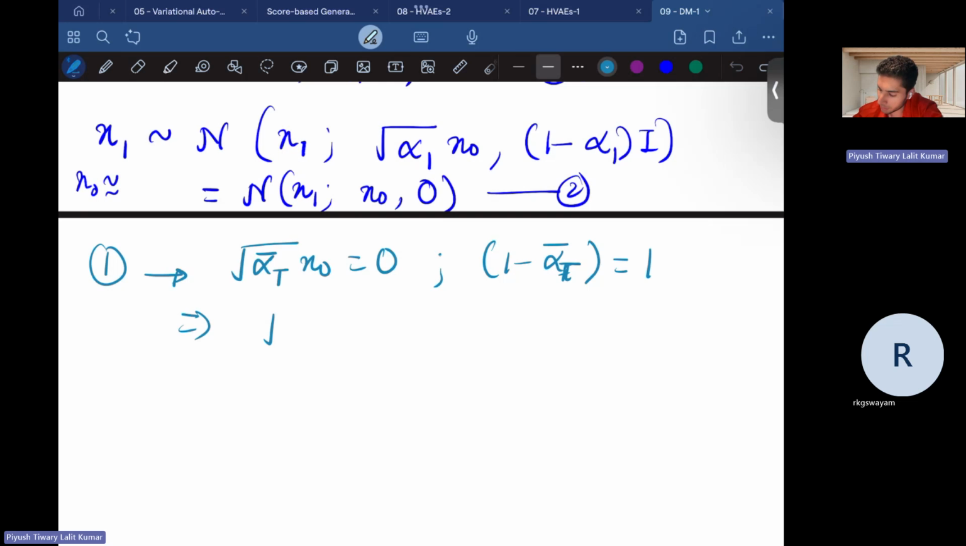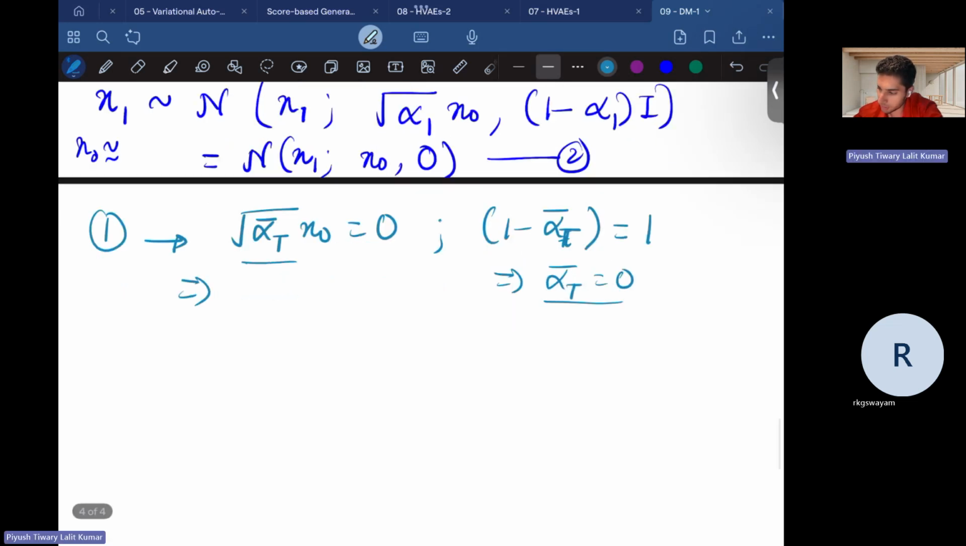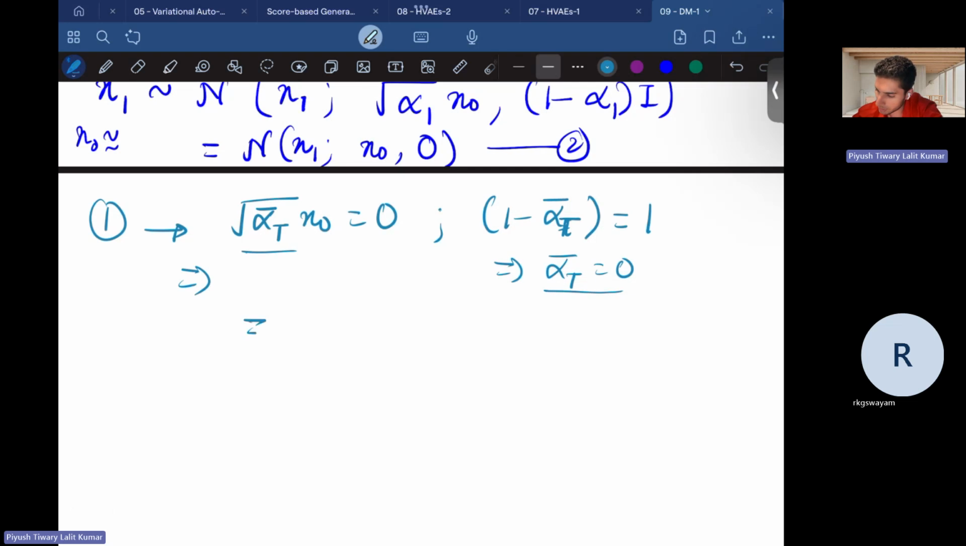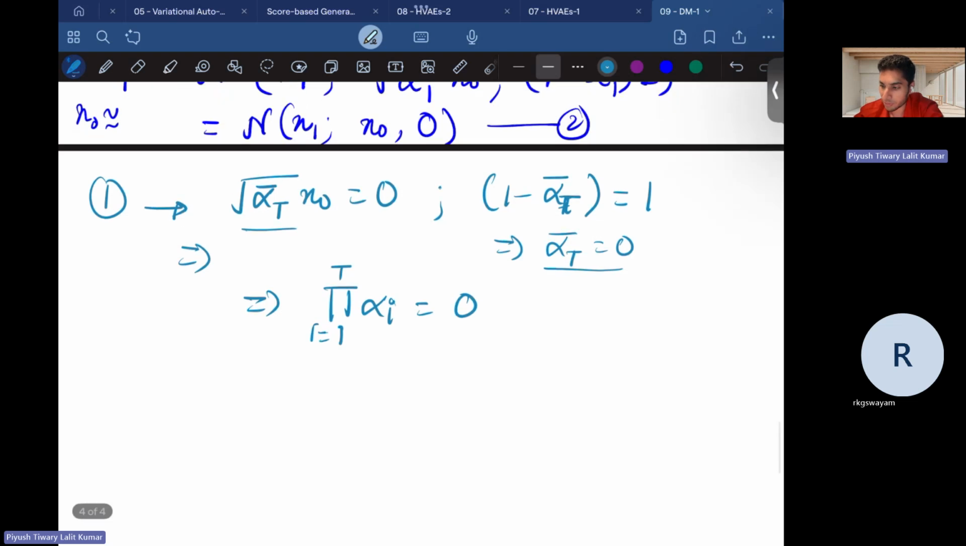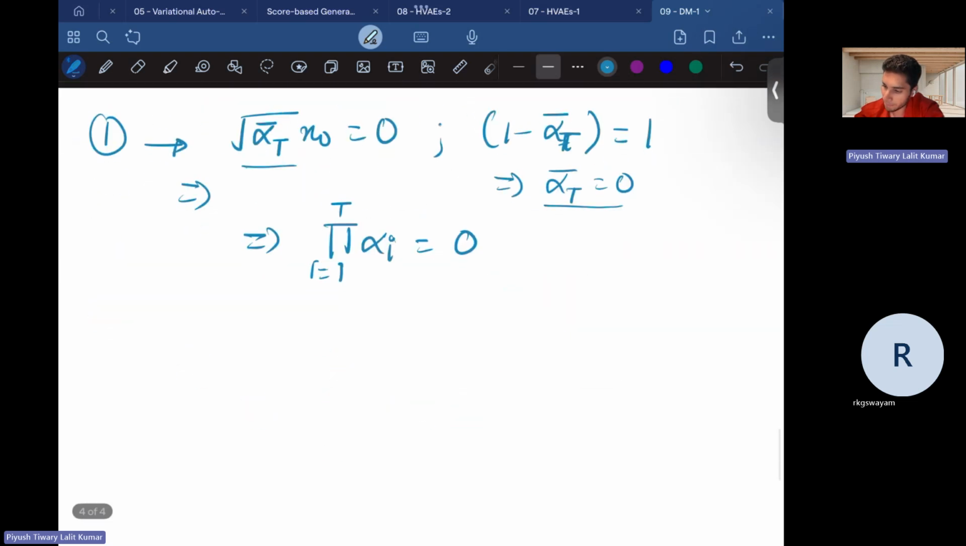They imply that, if you think about it, alpha t bar should be equal to 0, right? And if alpha t bar is equal to 0, then this also holds true. So both of these conditions tell you that the product of alpha i's, i going from 1 to capital T, should be equal to 0. This is what the first condition implies.